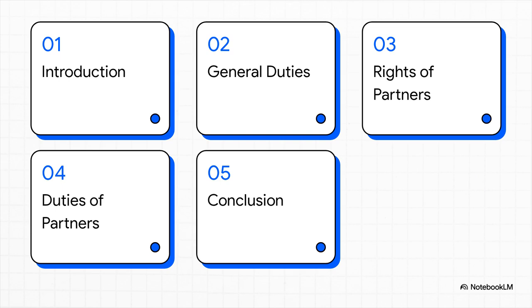Okay, let's look at the blueprint of your exam answer. 1. Introduction to Partnership Act. 2. General duties of partners. 3. Rights of partners. 4. Specific duties of partners. And 5. Conclusion on mutual trust. To secure full marks, your answer script must strictly follow these exact headings. It shows the evaluator you have total, logical command over the subject.